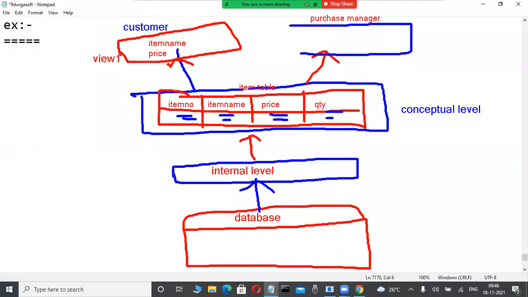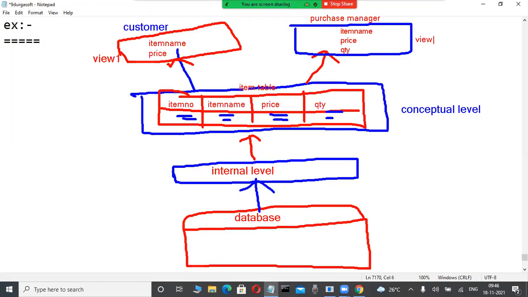In that case, this person requires not only item name and price, this purchase manager also requires quantity, because managers want more data. Item name column they want, price they want, and quantity also they want. Those 3 things they put in another view, for example view 2.